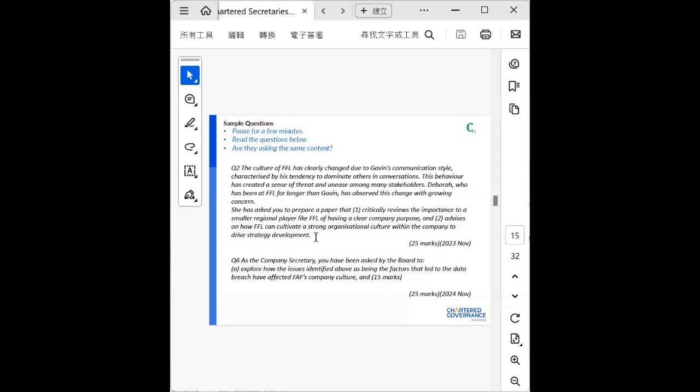So you can see for this section, really it can ask you quite different aspects of strategy, different aspects of culture, CSR, and various other things. So it's quite a big topic, and sometimes you may miss some of the discussions.